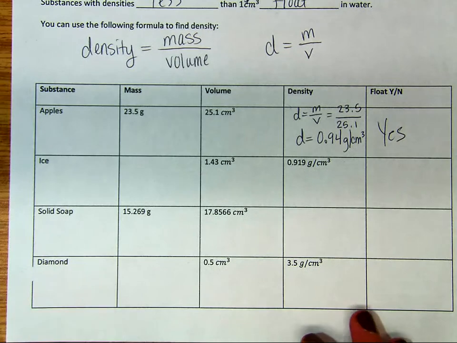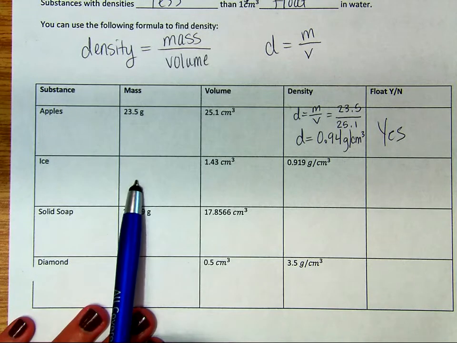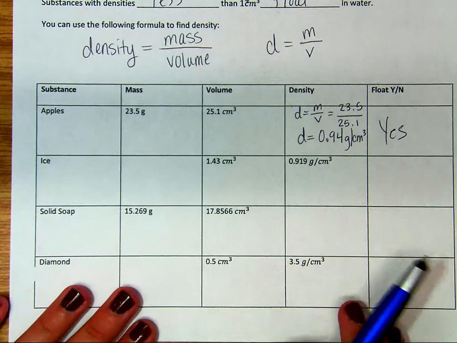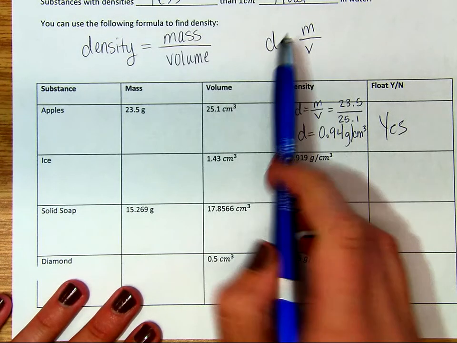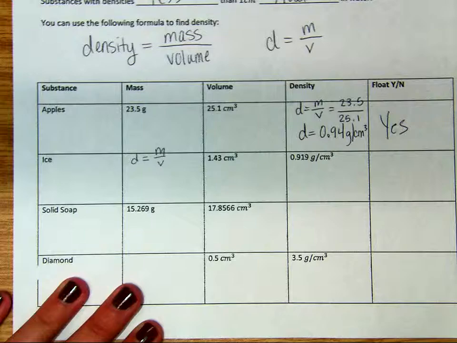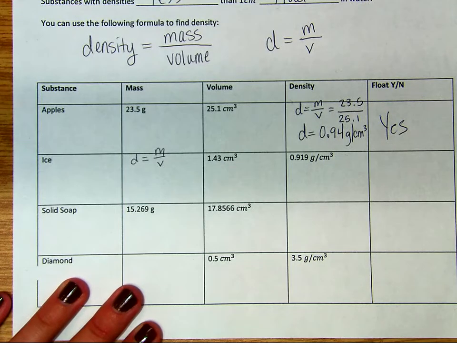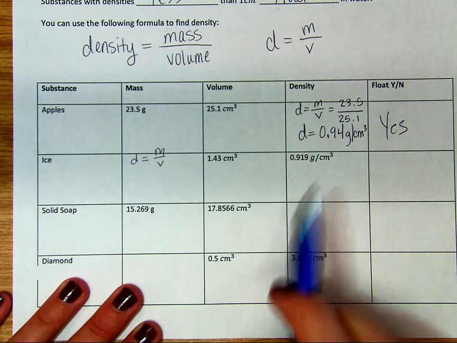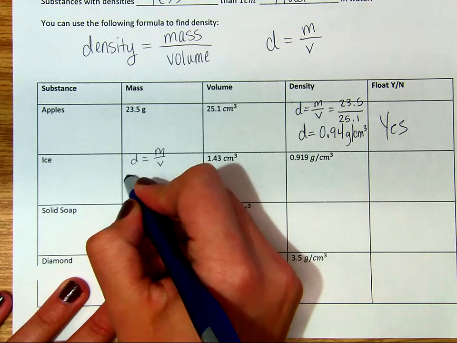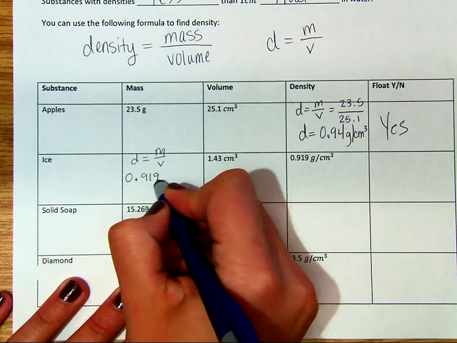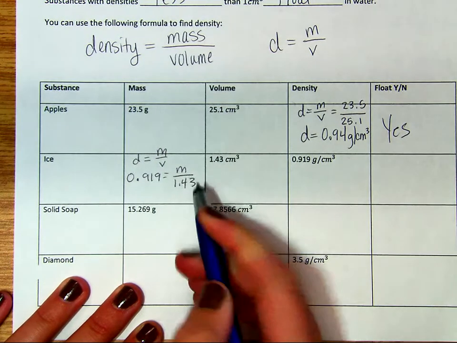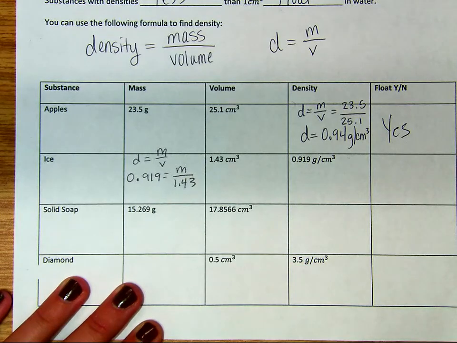All right, let's think about ice next. So this time I'm missing the mass. I know the volume and the density, but I don't know the mass. But we're going to use the same formula. I know the way that density, mass, and volume are related is with this formula here. So if I plug in what I know, density is 0.919. The volume is 1.43. I don't know the mass, so I'm just going to leave that as m for now.